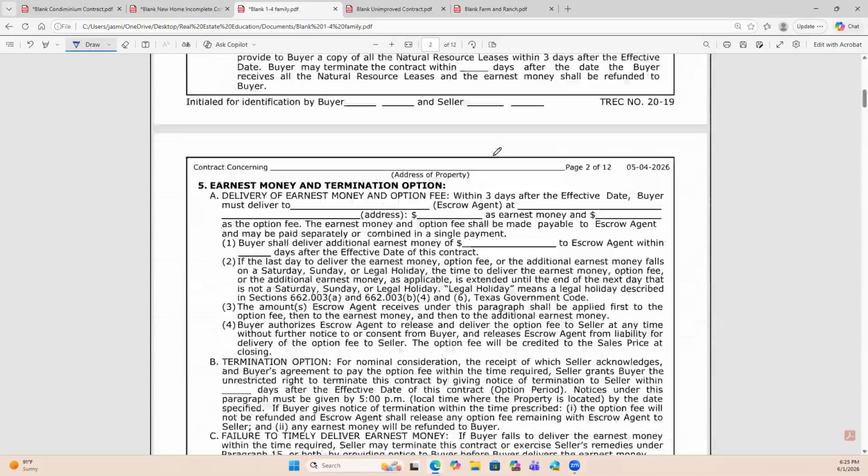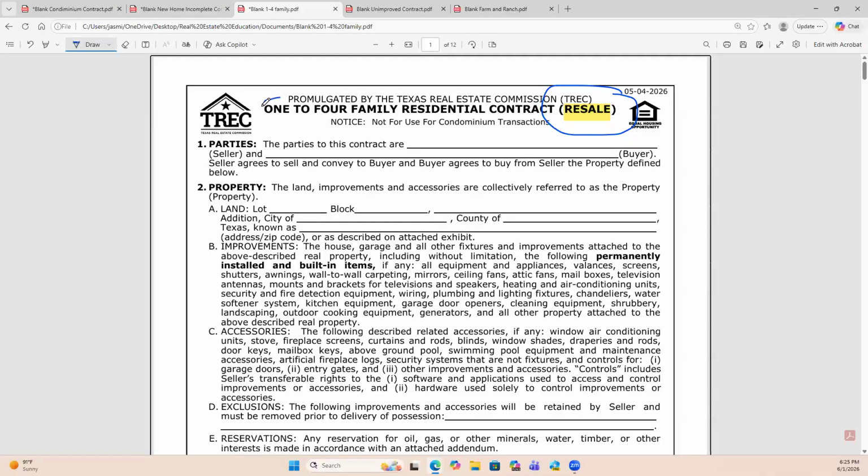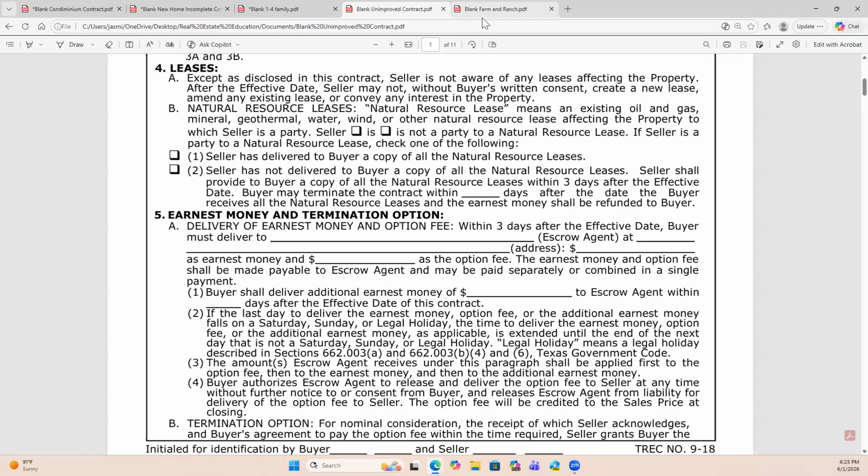The other thing I want to make sure we also understand is it clearly says 1 to 4 here. The 1 would be single family or townhome. The 2 is duplexes, 3 is triplex, and the 4 in the title would be your quads. So someone's buying a quadplex, a triplex, a duplex, single family, or a townhome, this is the contract we are using.